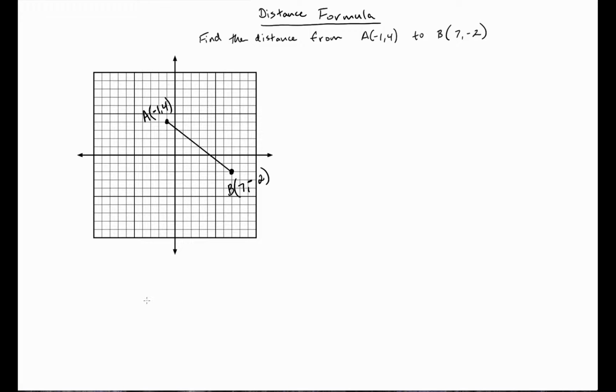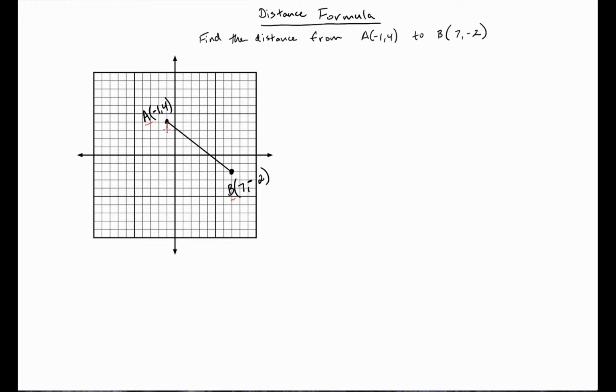First off, looking at this, if I want to find the distance from A to B here, I would have to somehow count diagonally. Clearly, I can't really do that, but the Cartesian plane here is really good for counting vertically and horizontally. So let's do that first.